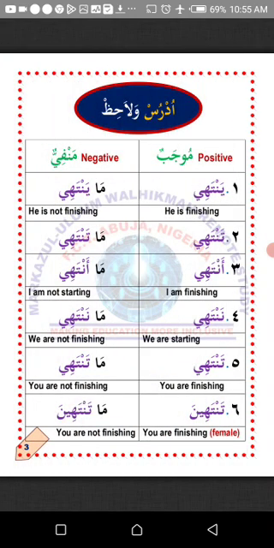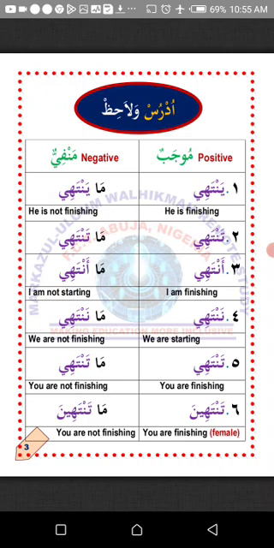Udurus, learn, walahis, and observe at the same time. Mujabun, positive; manfiyun, negative. Mujab, positive, is the state of a sentence in Arabic that means something is happening. Manfiyun, negative, is the state of a sentence in Arabic that means nothing is happening.